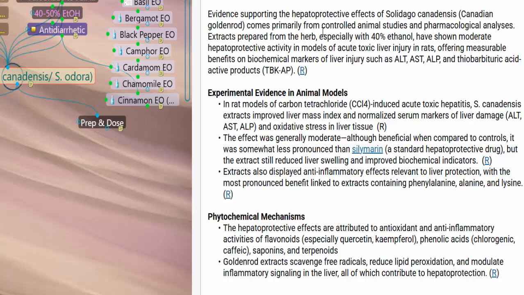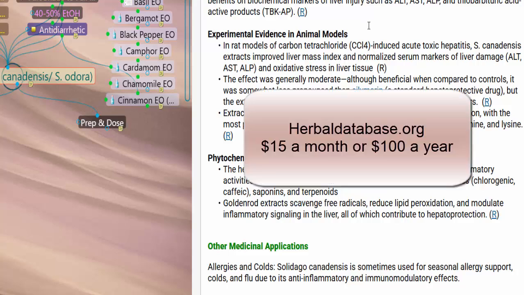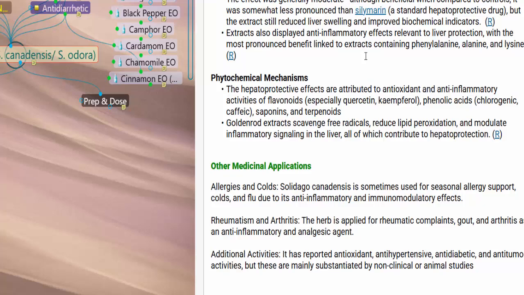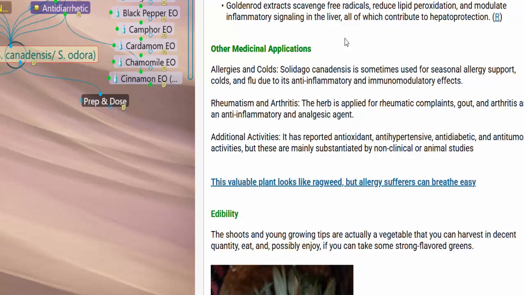injury in rats. Okay, and here we see, I'm not going to go through all of this. I invite you to subscribe to the Herbal Database so you can dig into this further. I'm trying to make this a short video. Here's experimental evidence in animal models. Here are the phytochemical mechanisms. And here's some other applications.